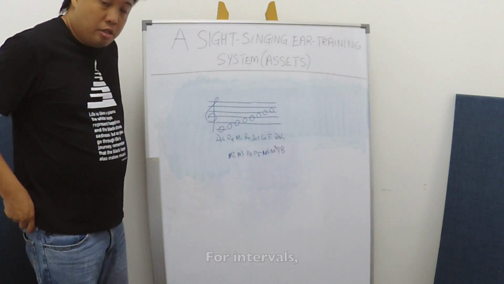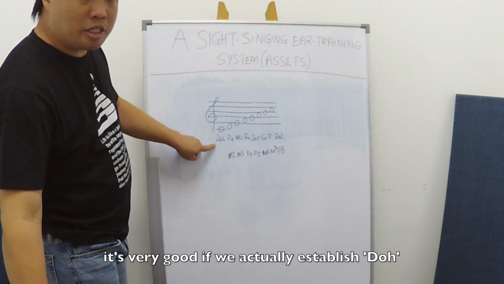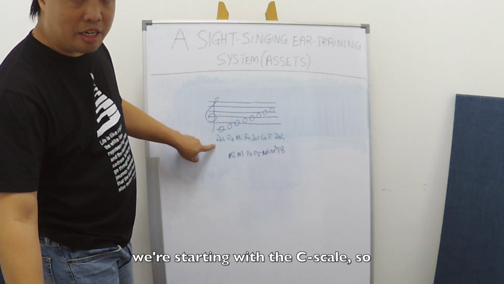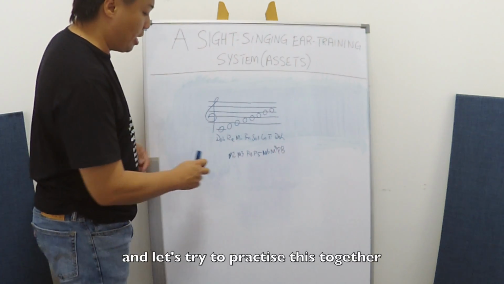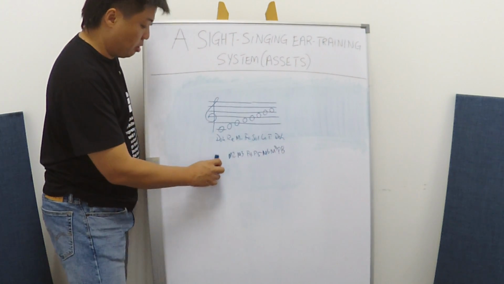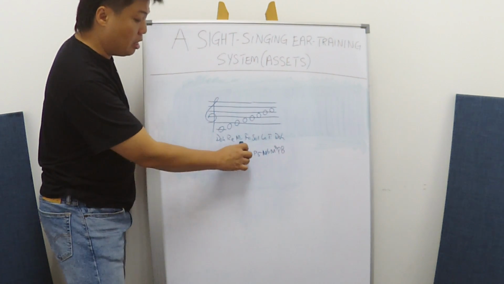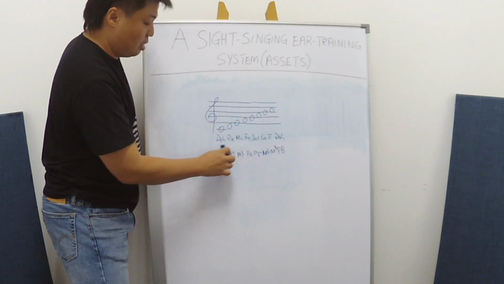For intervals, to practice our pitching, it is very good if we actually establish do. We're starting with the C scale, so do will be C. And let's try to practice this together. Do, re, do, mi, do, fa, do, sol.